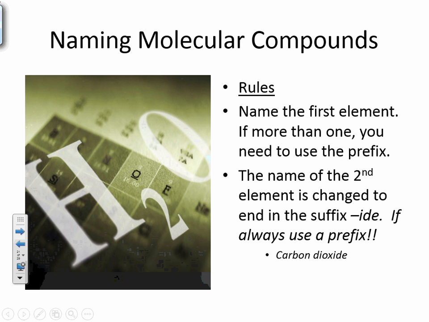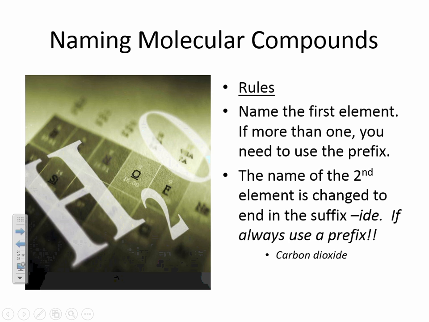Second part, the name of the second element, the ending is changed to "ide." Very similar to what we did. Then you're always going to use a prefix. So this time, if the ending was oxygen, you would change it to oxide. If you had 1, it would be monoxide. If you had 2, it would be dioxide. If you had 3, it would be trioxide. And on and on.